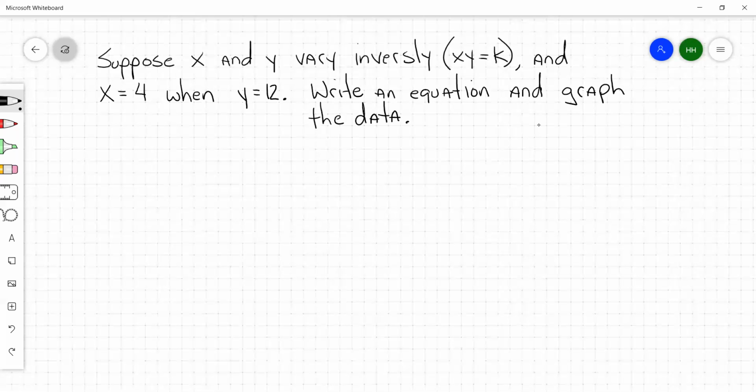All right, so if you're told that they vary inversely, then your x times your y equals this constant. So we're going to take 4 times 12, and it's equal to 48. So your constant is 48, and your equation is going to be xy equals 48.